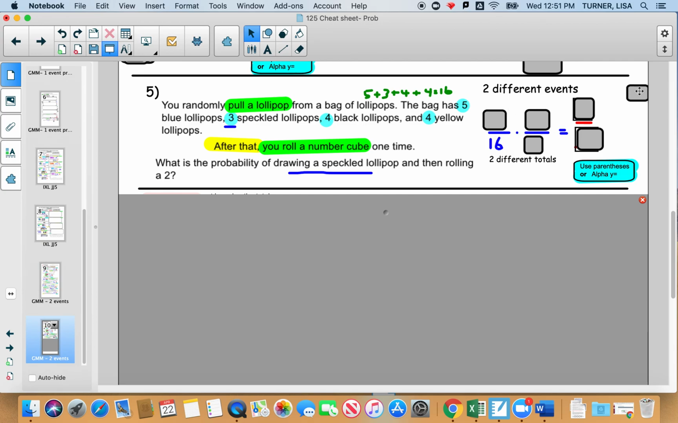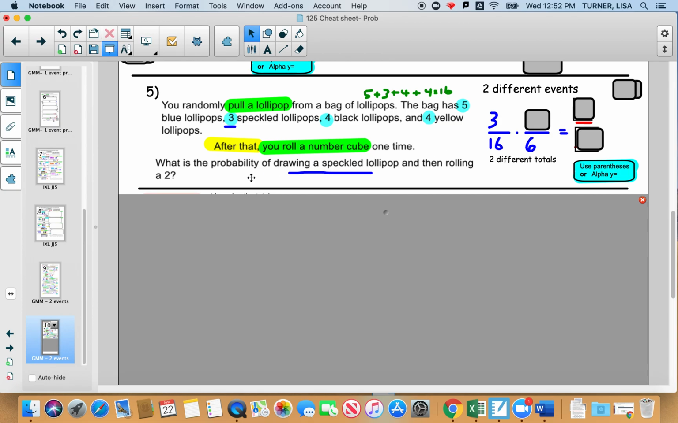And so you have 16, because when I added these up and I write it down and put it in my calculator, adding up all those lollipops, I get 16, and I roll the number cube or dice, whatever way you want to say it. My totals are 16 and 6. And then I look at what I'm looking for. What's the probability of drawing a speckled lollipop? And I have 3 speckled, and so that's what I'm going to put in my numerator.